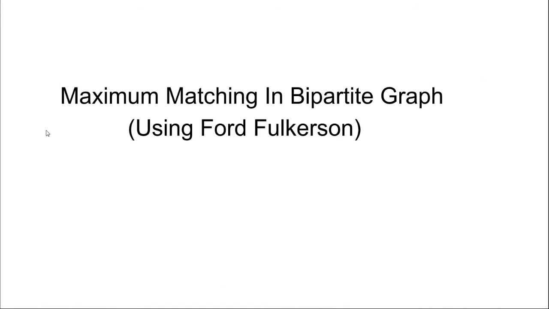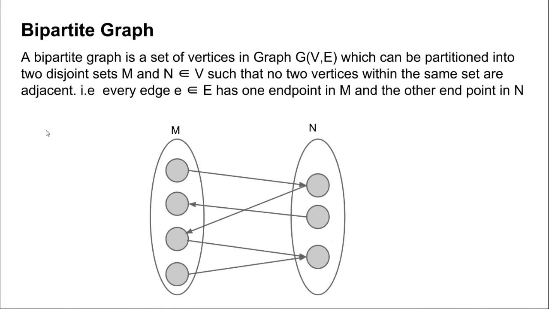Now we need to find the maximum matching in a bipartite graph using the Ford-Fulkerson algorithm. A bipartite graph is defined as a graph G(V, E) whose vertices can be partitioned into two disjoint sets M and N, so that no two vertices in the same set are adjacent. That is, every edge e belonging to E has one endpoint in M and the other endpoint in N. There are two disjoint sets, no vertices are common between these sets, and no edge is there between two vertices of the same set.